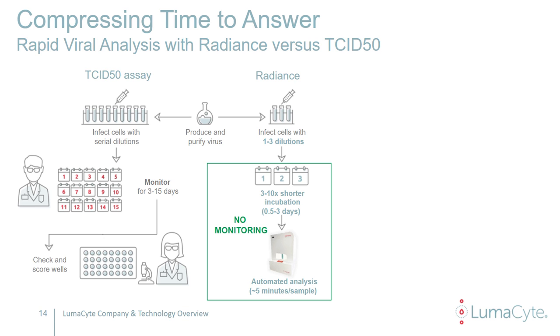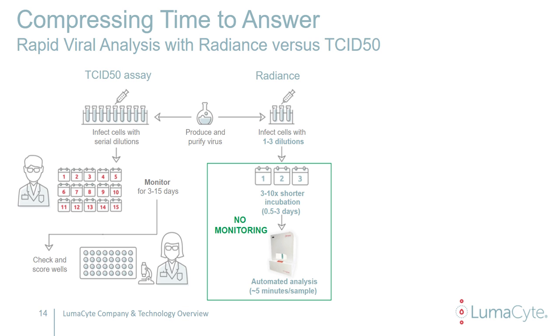So comparing the traditional TCID50 assay with a Radiance assay, if you start with a virus that's been produced and purified, to titer that, you would infect cells with a number of serial dilutions, typically 12 and 8 replicates for TCID50. Then you would monitor that over 3 to 15 days, depending on the virus and the cell line. Then you'd be checking and scoring wells. Right? This is a laborious, error-prone, subjective process where humans are making subjective judgments about what is CPE and what is not.